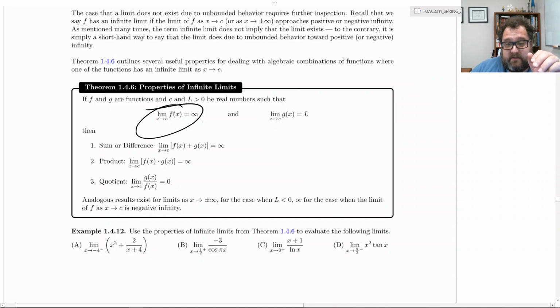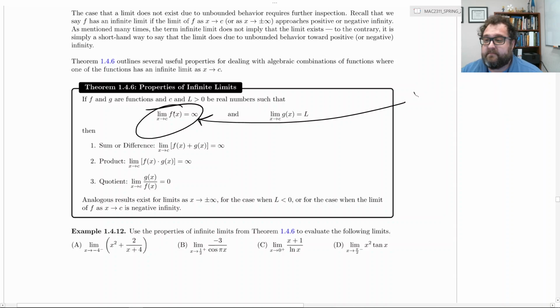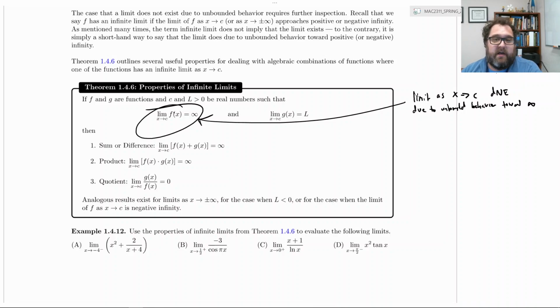So technically, when we say a limit equals infinity, and let's be really clear on this, I'll remind you a lot, this means that the limit as x approaches c does not exist due to unbounded behavior toward infinity. That's a notational convenience to say that the limit equals infinity.